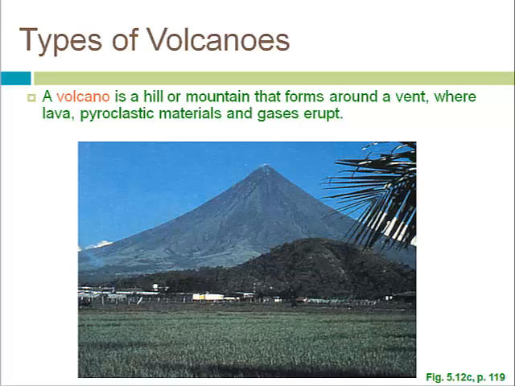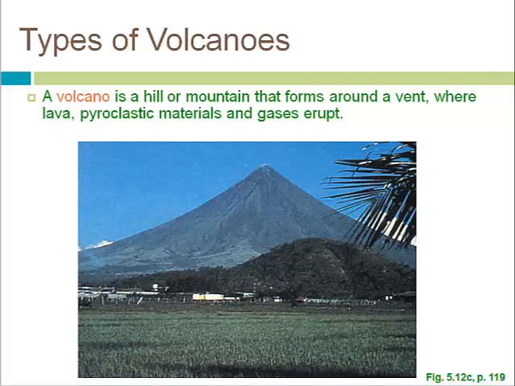So what basically is a volcano? Well, a volcano is a hill or a mountain that develops around a vent where lava or pyroclastic material or gas erupt. Usually it's all three. These pyroclastic materials can vary in size, and the sizes will often determine what kind of volcano you have. In this case, this is a stratovolcano or composite volcano, which will have a variety of sizes of material.